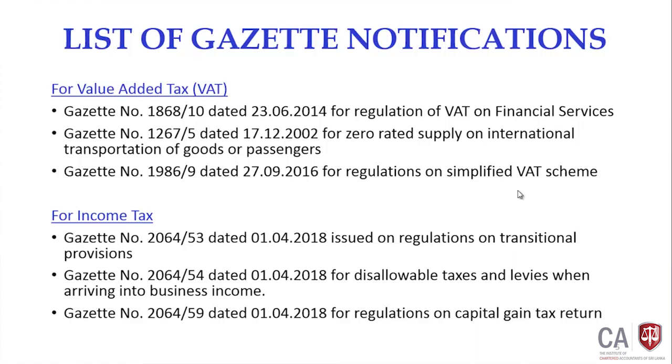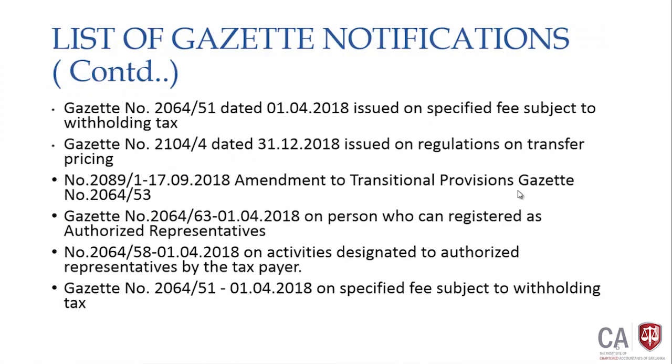Then the gazette notification on capital gain tax. In the new act, one of the main sources of taxable income is investment income. One particular income in that is the capital gain, which earlier was excluded from the scope, but now it has been included. That gazette notification is also very important.